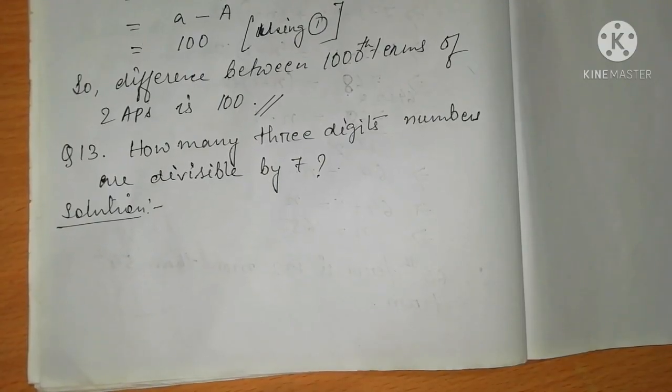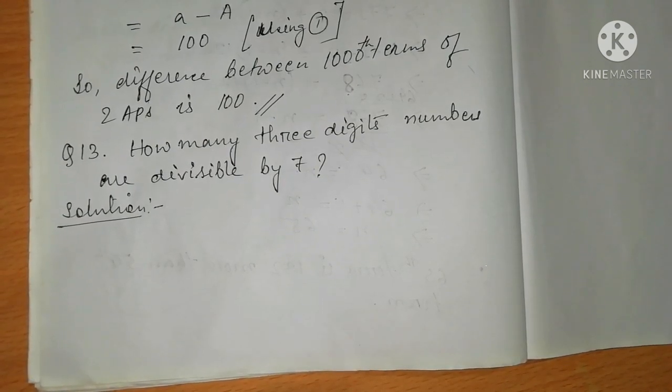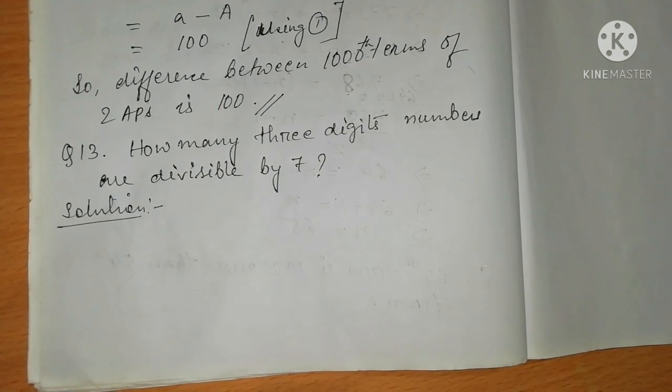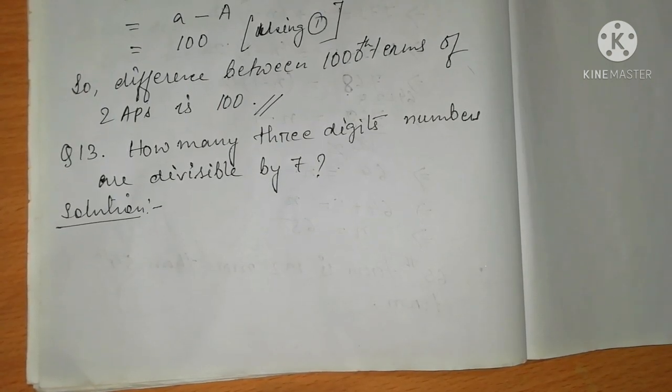So question number 13, how many three-digit numbers are divisible by 7? How many? That means number of terms. That means we need to find out n, small n. So how many three-digit numbers are divisible by 7? So that means we need to think for three-digit number.